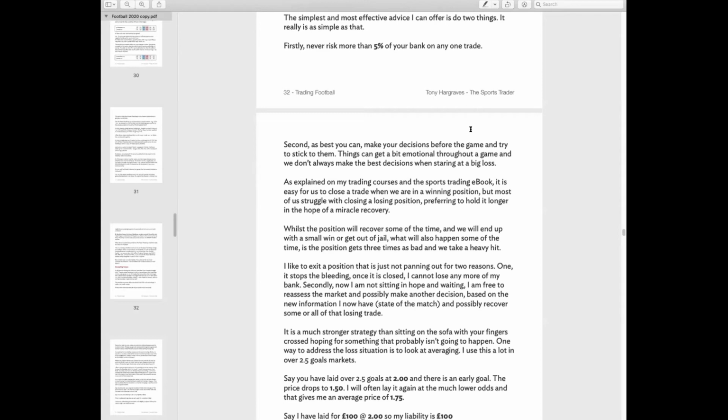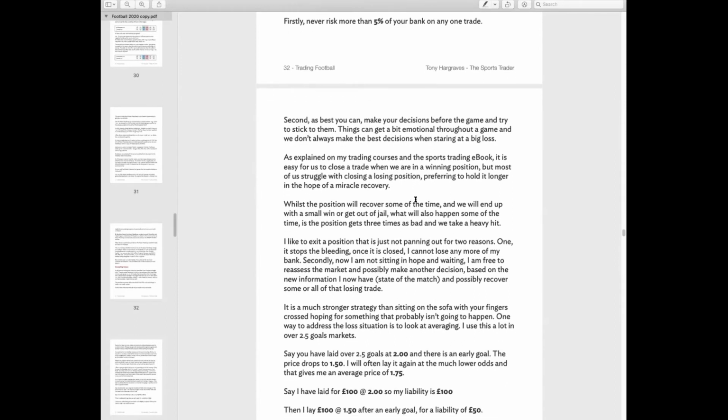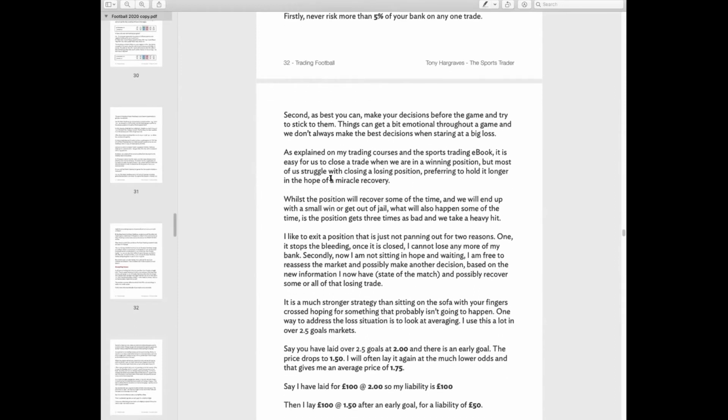I showed you that one in the darts, where you ended up in a position where you're going to lose $1,500 or win 2. It's crazy. You're much better off just taking a $600 loss and going and doing another trade than just trying to bail yourself out with a bucket when there's a massive hole in the back of the boat.